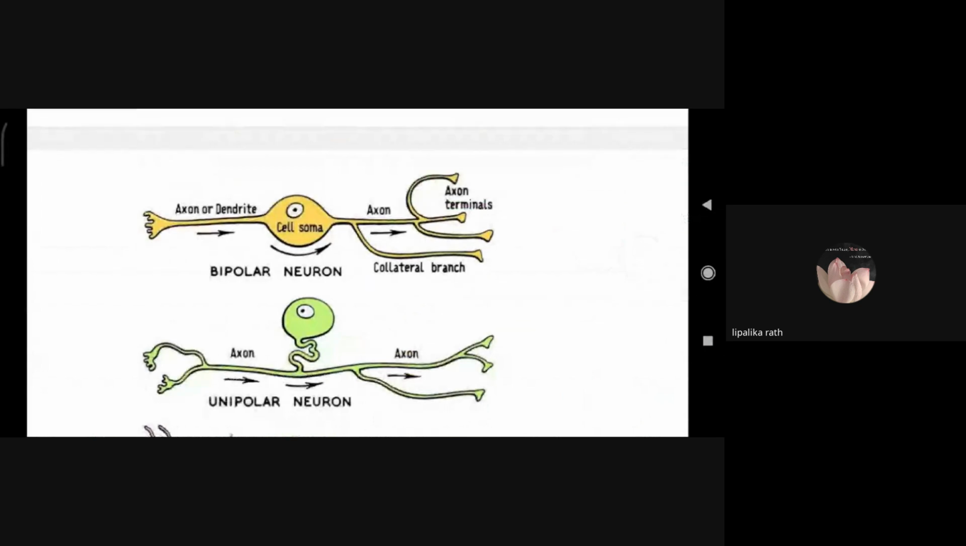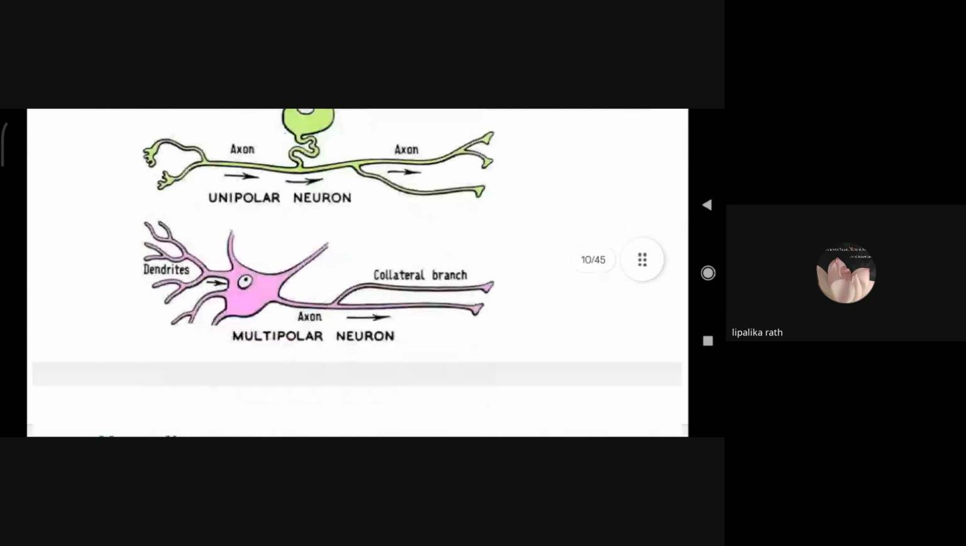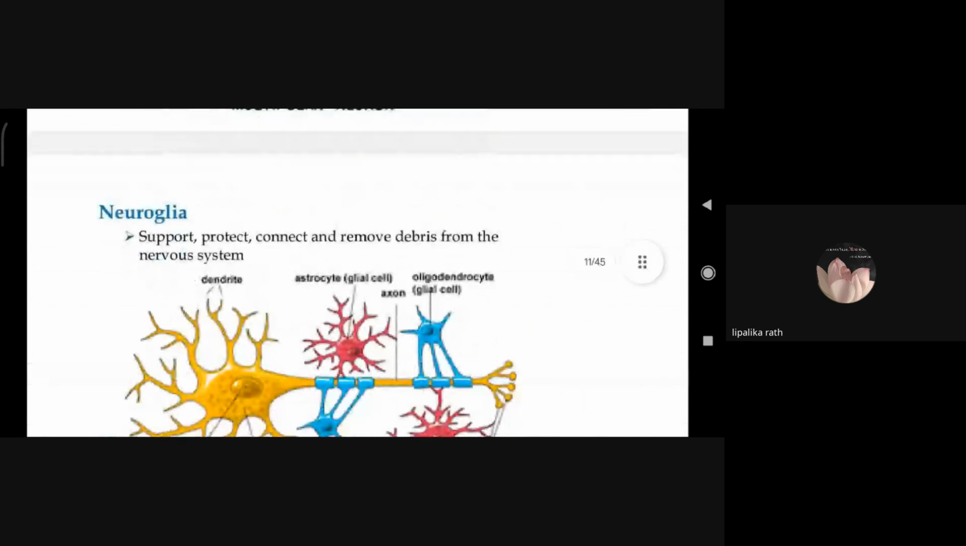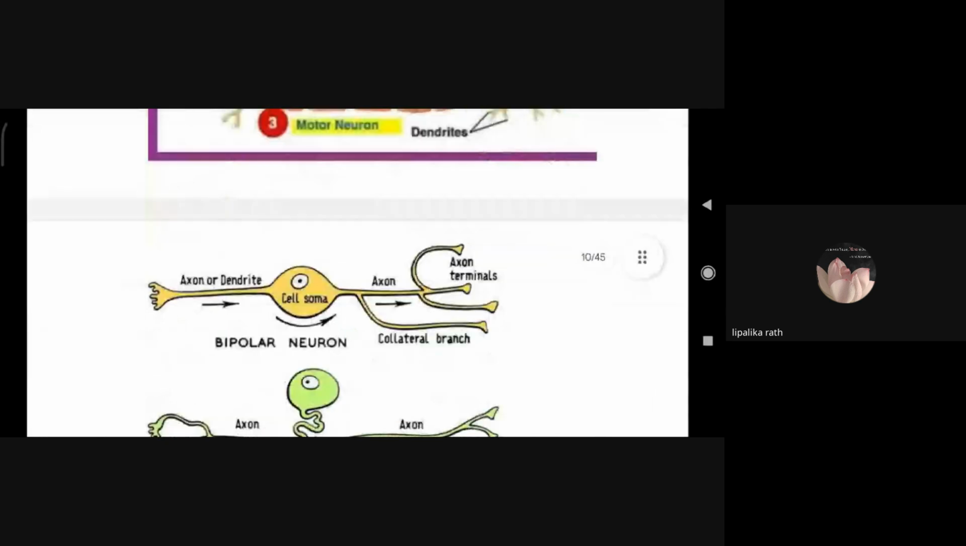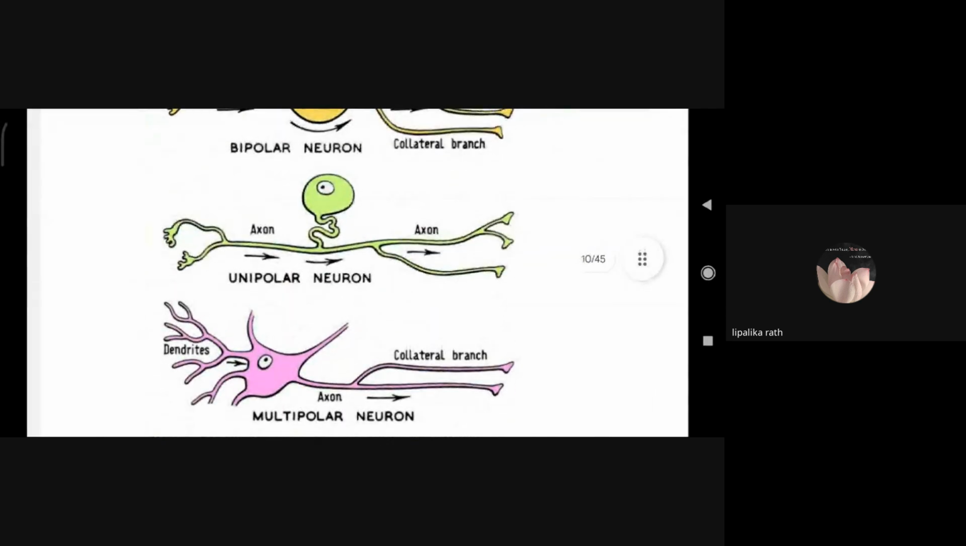Now, bipolar neuron and unipolar neuron. Okay, so there is bipolar neuron and unipolar neuron and multipolar neuron. Let me take one. Okay. There is, I have not added in theory regarding bipolar neuron. Okay.